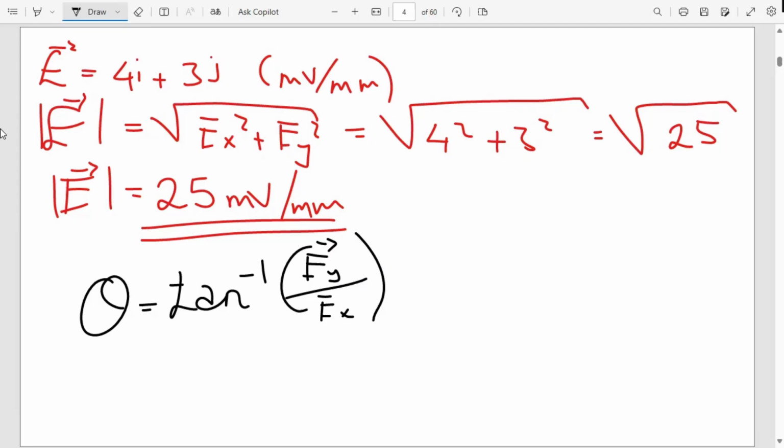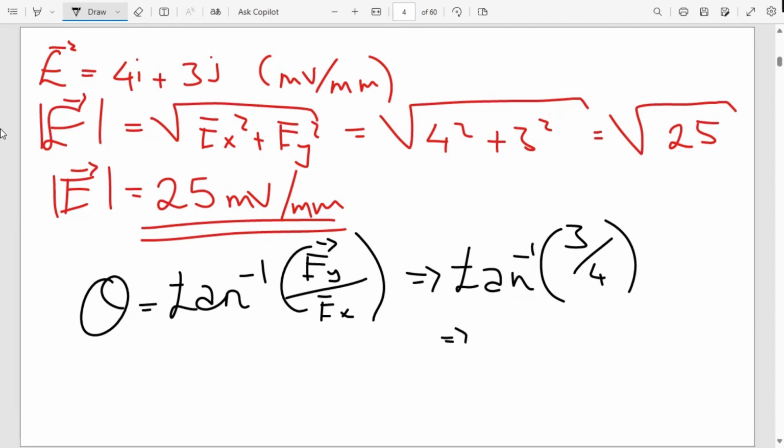So since both are positive, that means we can calculate theta directly here. It's the same thing I did in question 3. So theta is going to be equal to the tan inverse of 3, which is the y component, divided by 4. The tan inverse, or the arctan, of 3 over 4 will be equal to 36.87 degrees.